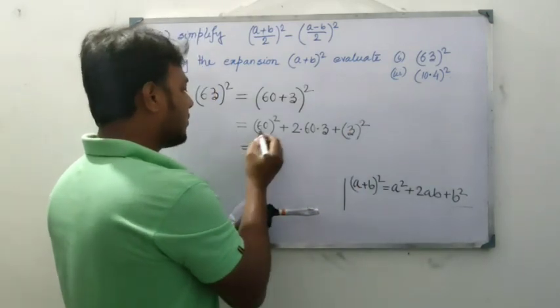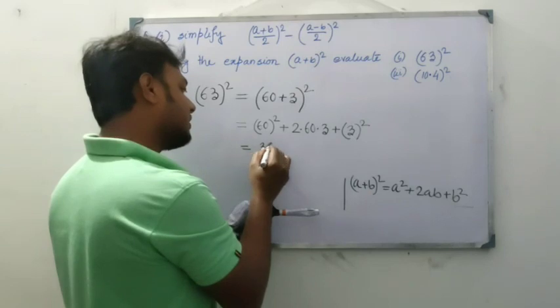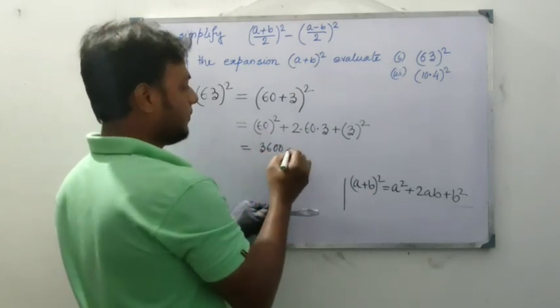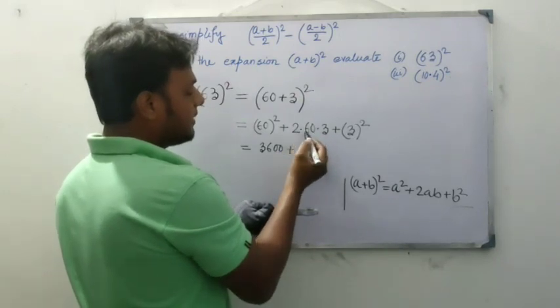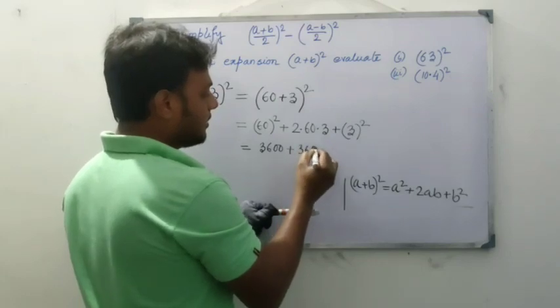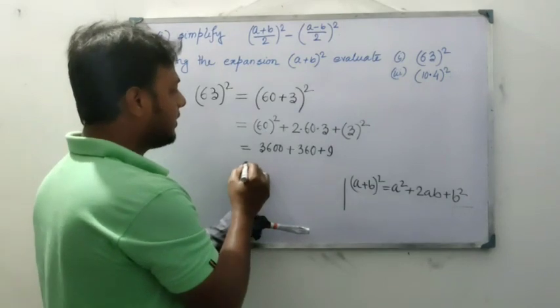Okay, 60 square means, first consider the 6 square. 6 square means 36, and for this 0 you consider 2 times 0 plus multiply these two. 2 into 60 into 3, 6 threes are 18, that means 360, and 3 3s are 9. Now add all these 3, then you will get the answer.